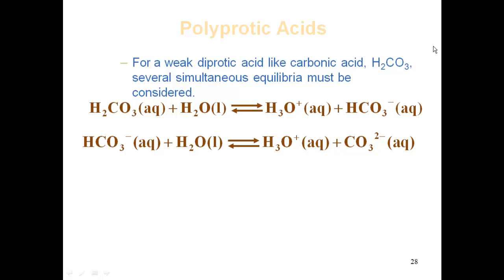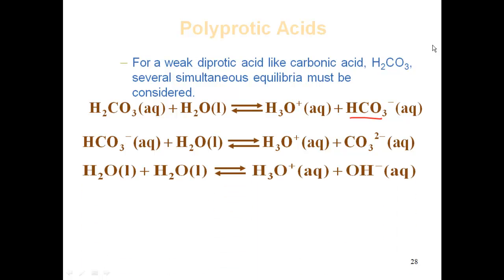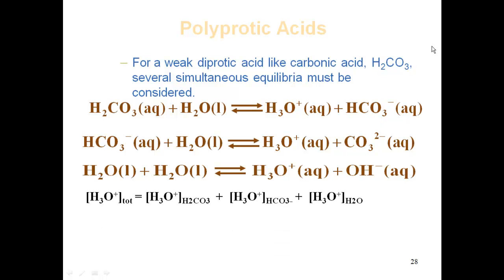Well, once again, you have your first equilibrium, which is your carbonic acid forming your hydronium ion and your bicarbonate ion. Then your bicarbonate ion will now undergo ionization and form hydronium ion and carbonate ion, and you still have your water-water equilibrium. Once again, the total hydronium ion concentration will be the sum of all three: your carbonic acid, your bicarbonate ion, and your water.